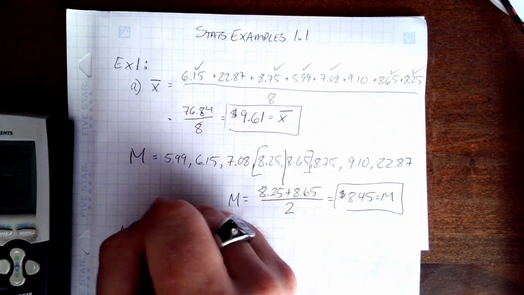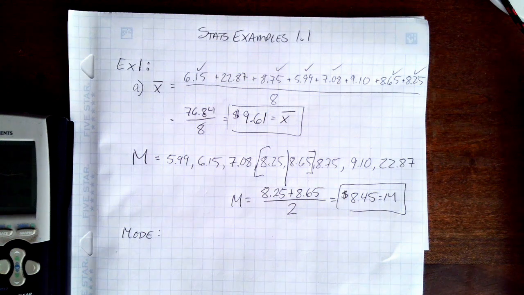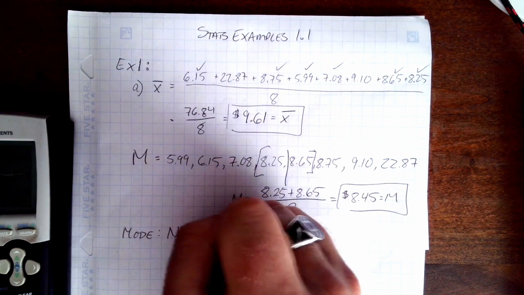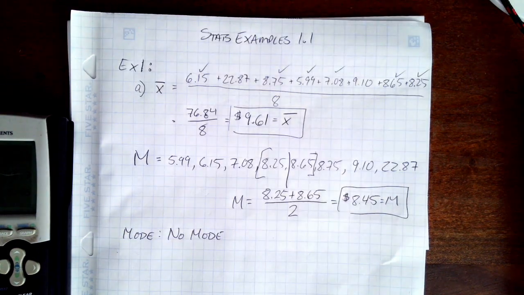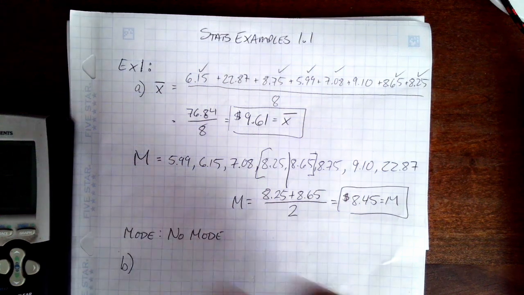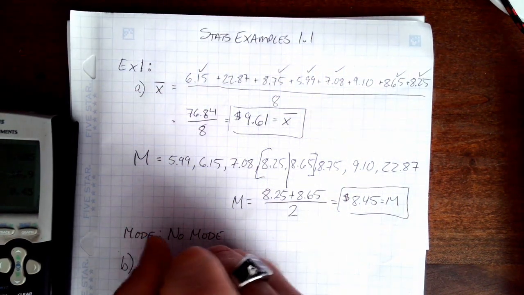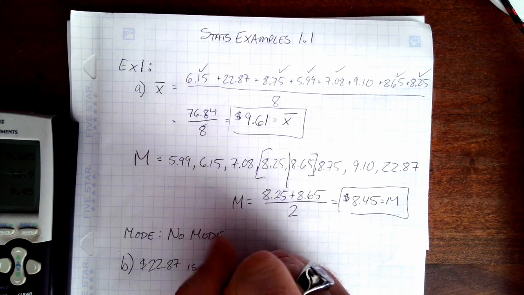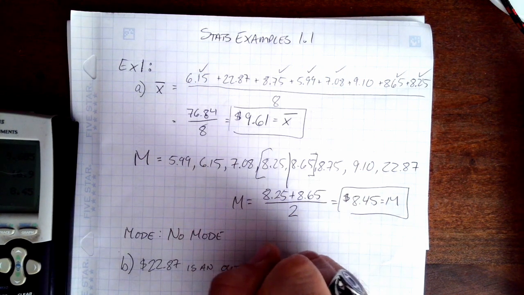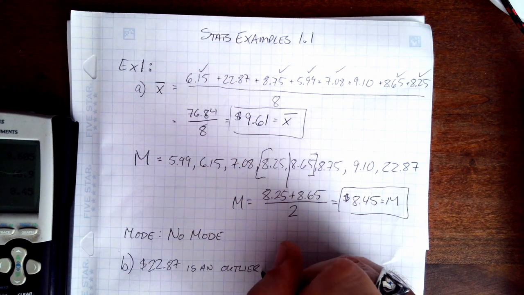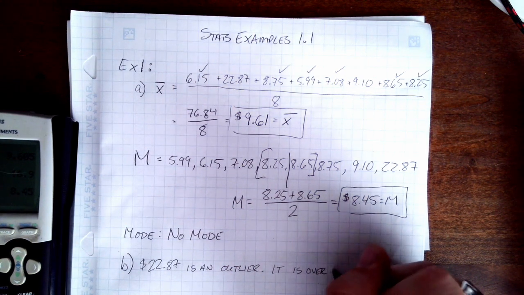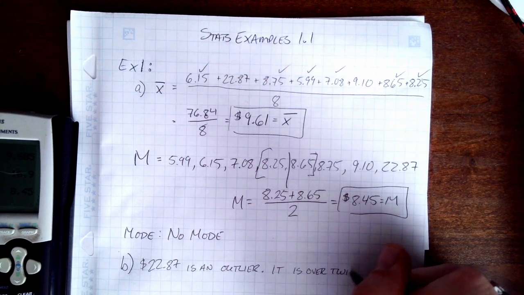And finally, the mode, which is the one number that shows up more often than all of the others. None of them. They all show up once, so there is no mode. And that's part A. Again, part B, we've already been talking about. The $22.87 looks weird because it is an outlier. It is over twice as big as the next biggest number.